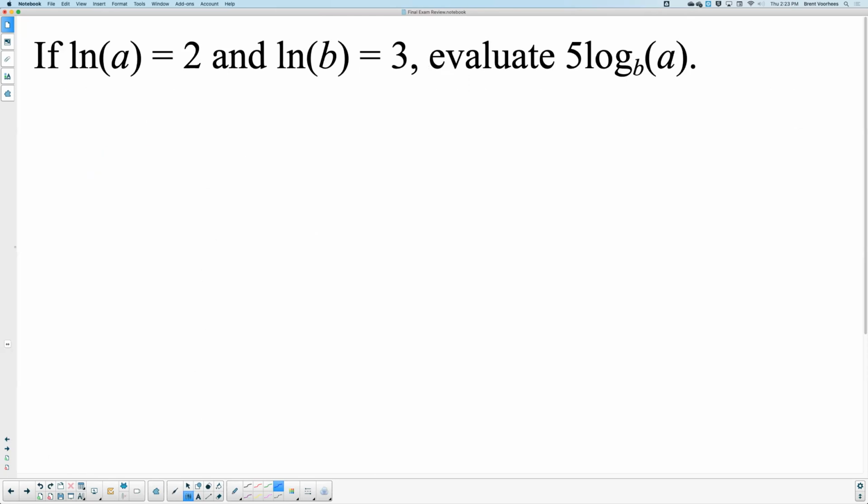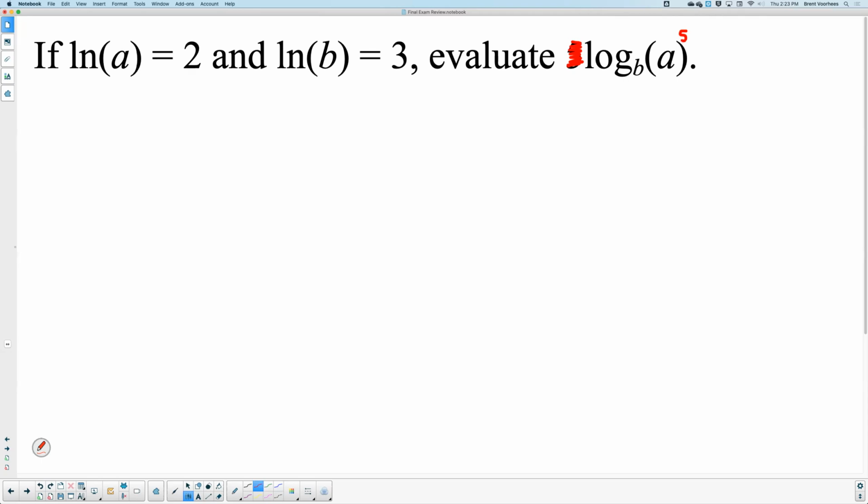Okay, new problem. If, does that say IN? Like I'm inside of a building? No, what does that mean right there? Natural log. A log with a base of E. If it said log without a base, that's base 10. Ln means base of E. If natural log A equals 2, natural log B equals 3. Oh, I meant to change this. If you're writing this down, don't write the 5 there. Put the 5 here.